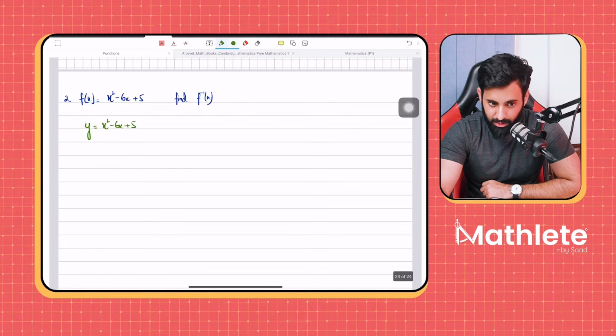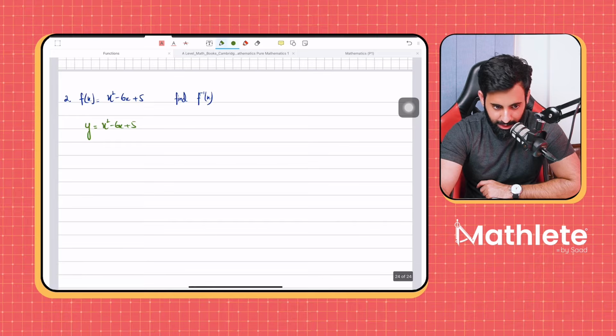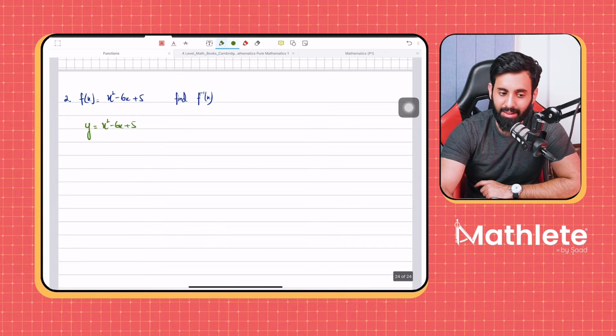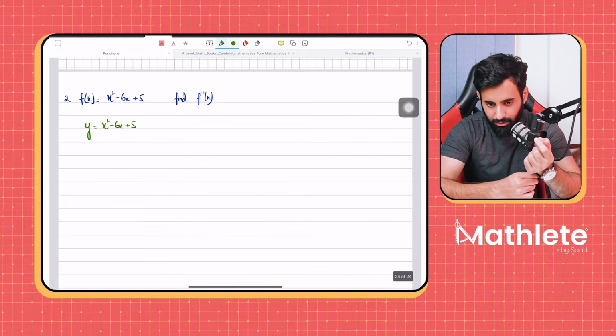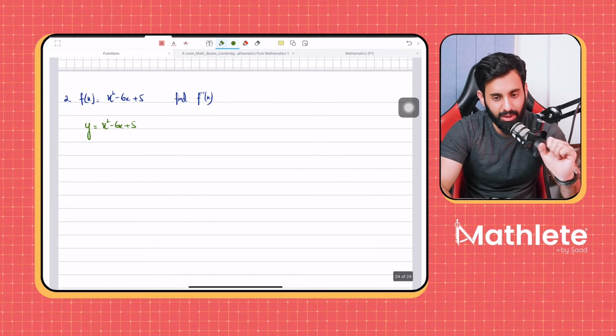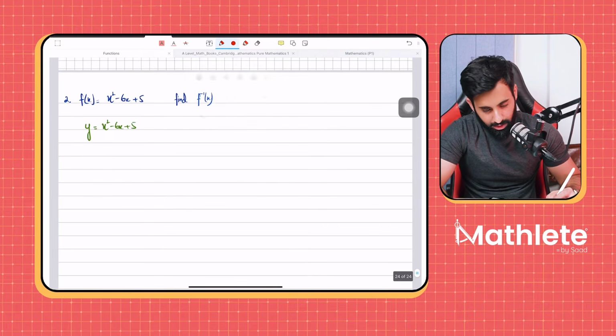Yes, completing the square. Remember, one very important rule is that in order to find the inverse of a quadratic function, you have to first bring it into completed square form. I'll repeat: in order to find the inverse of a quadratic function, you have to bring it into completed square form. Note another standard rule.